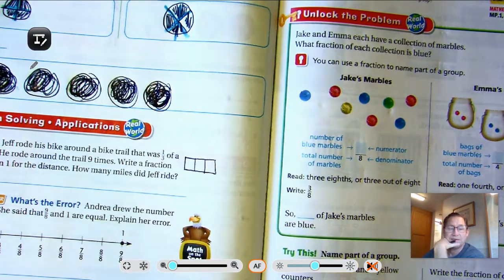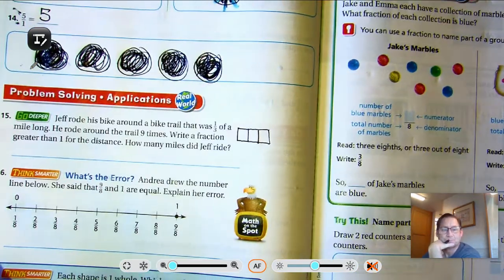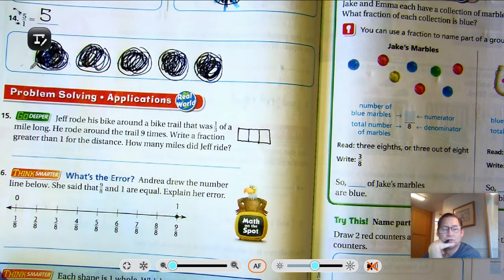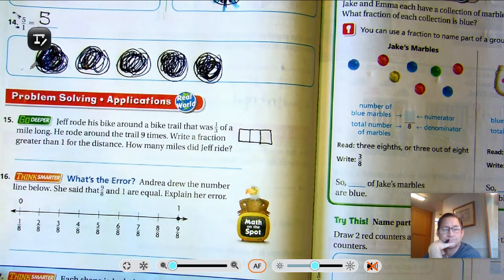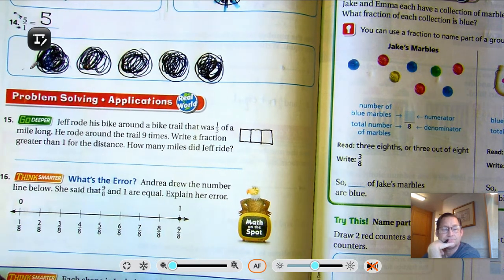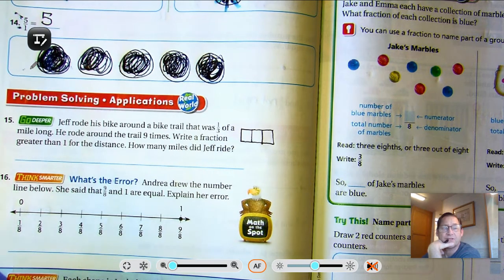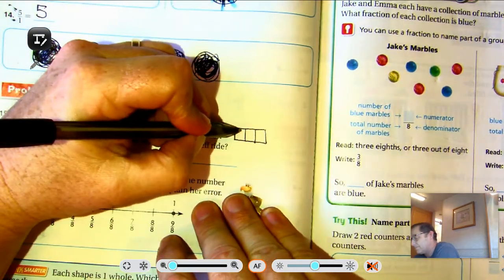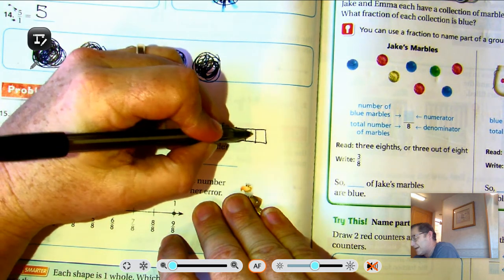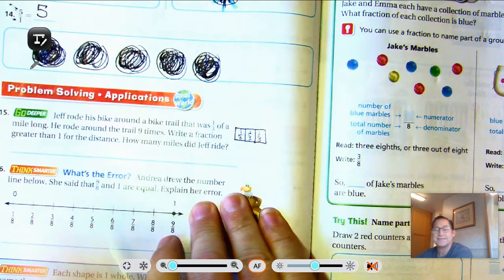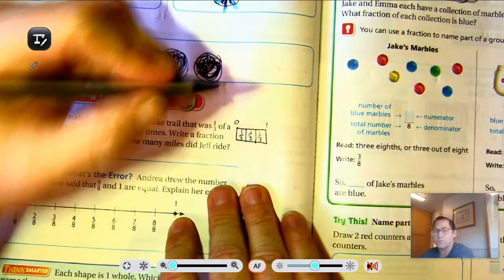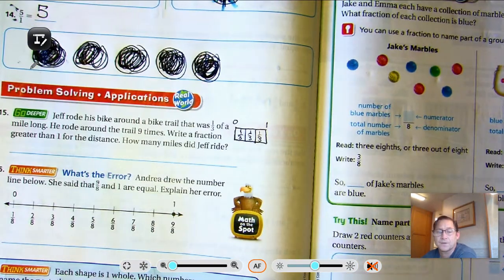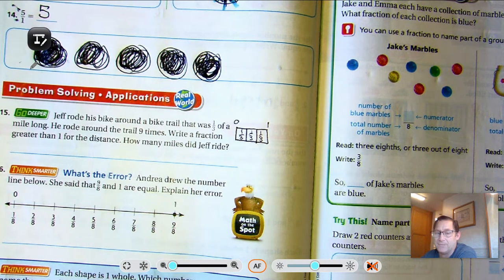We know, based on this information, that every time he goes around the trail is 1/3 of a mile. So to equal 1 mile, he has to go 3 times. Okay, so this would be 0, and this would be 1, right? Okay, he went around 9 times.